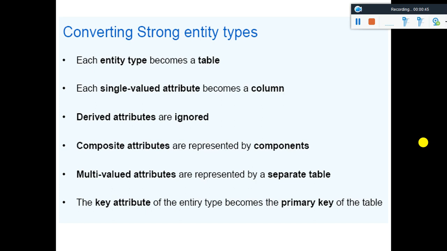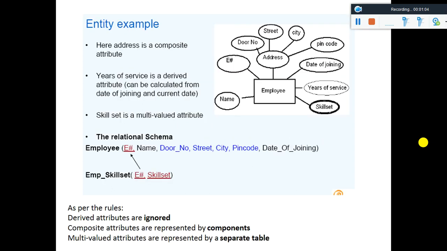First we will take the strong entity types. Each entity type becomes a table, and each single valued attribute becomes a column. Derived attributes are ignored, composite attributes are represented by components, and multi-valued attributes are represented by a separate table. The key attribute of the entity type becomes the primary key of the table.